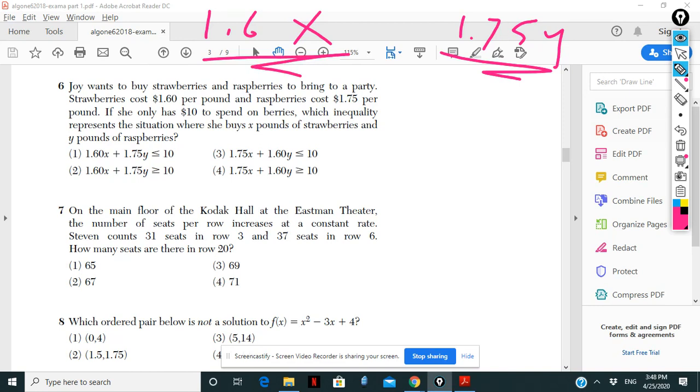She has only 10, so she can't spend more than 10; the maximum she can spend is 10. So I should have 1.6x plus 1.75y less than or equal to 10. So the answer is number 1.